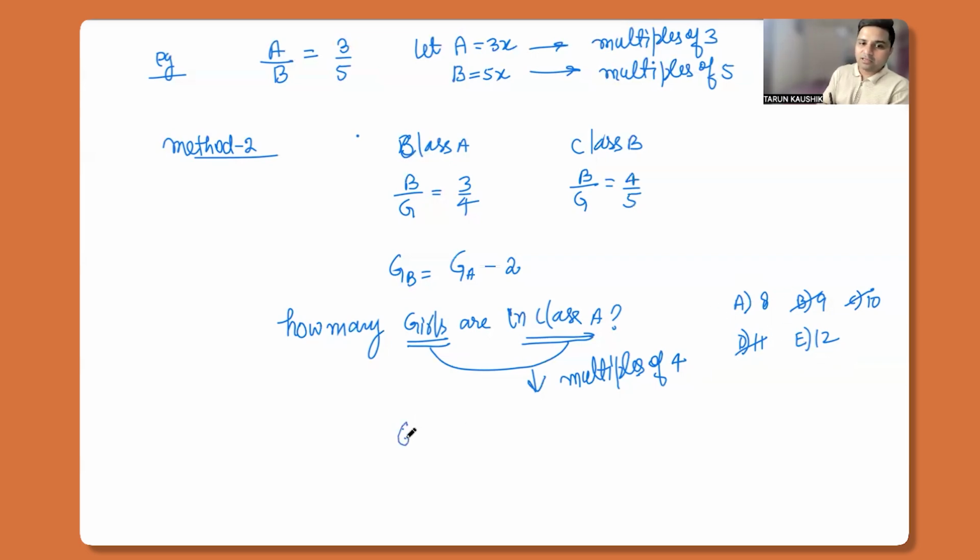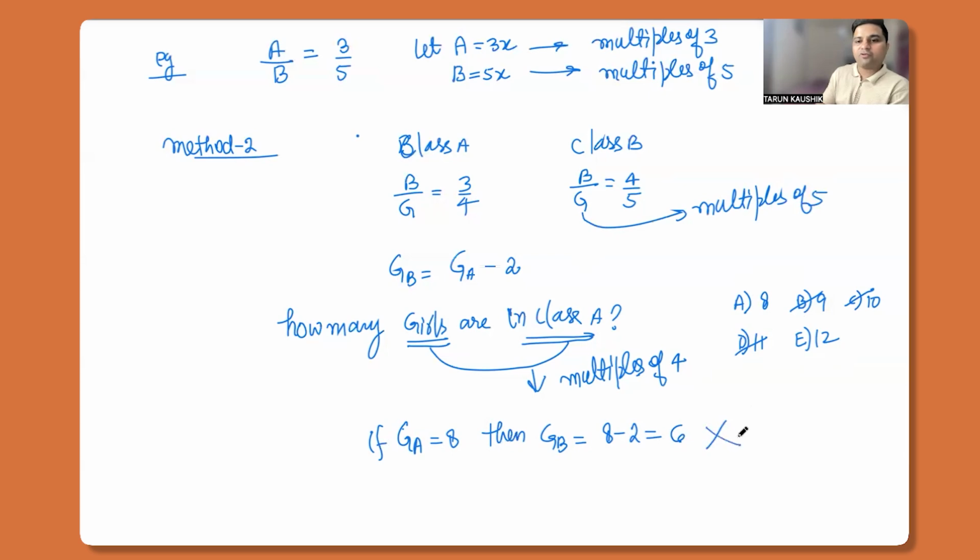So if I say girls in class A is 8, then girls in class B will be 8 minus 2, which is 6. But I know that the girls in class B should be in multiples of 5. So this doesn't fulfill the criteria. Hence, I can say the final answer has to be 12. So now we can see how knowing the basic understanding of the concept can save a lot of time.